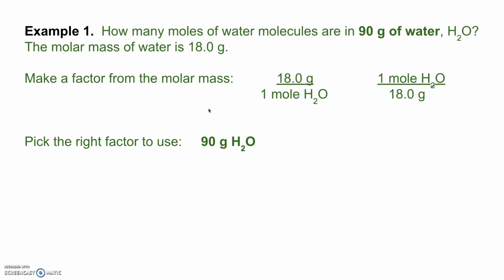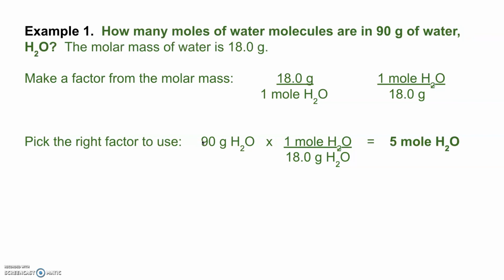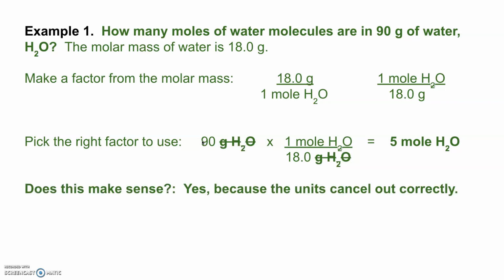Well, we need to look in our problem and see what our starting measurement is. In this case, it's 90 grams of water, and we want to figure out how many moles that is. So we're going to choose the factor that has the grams of H2O in the denominator. So we can do the arithmetic, 90 times 1 divided by 18, and that gives us 5, which is the number of moles of water in 90 grams.